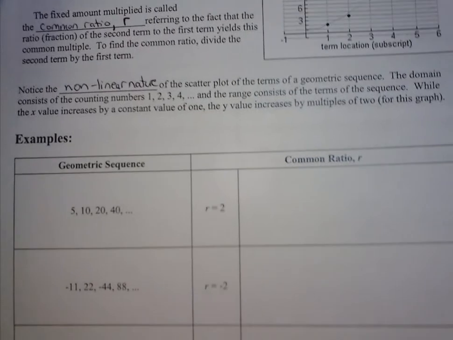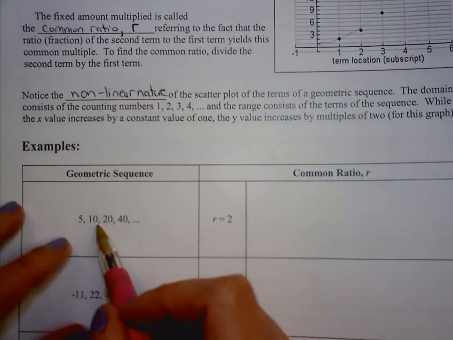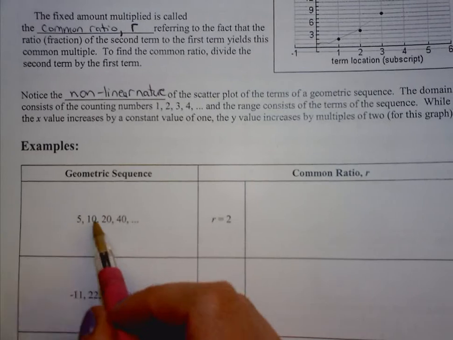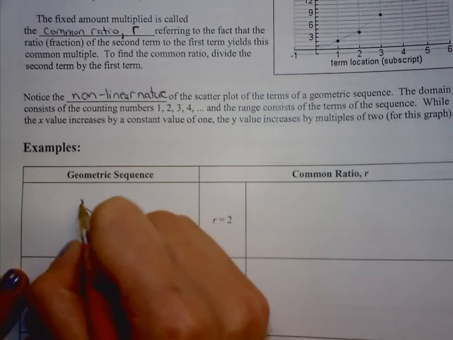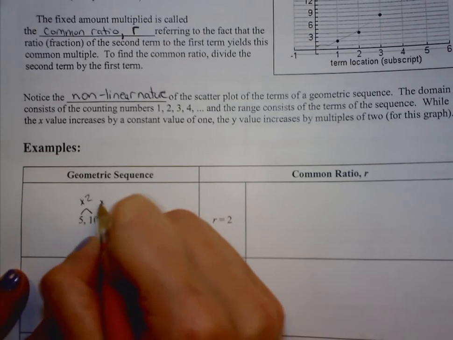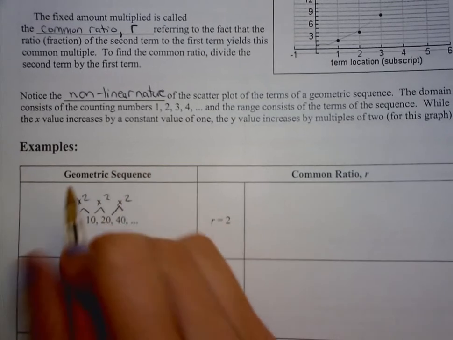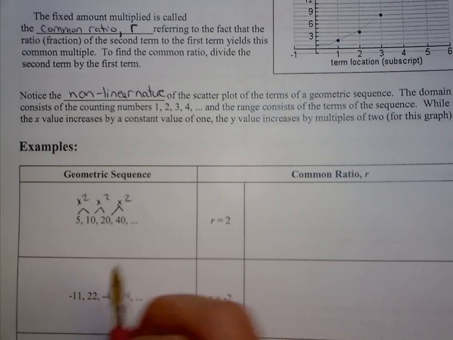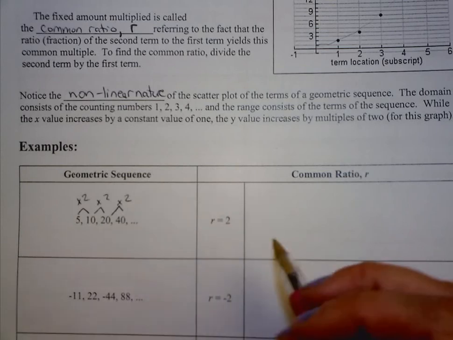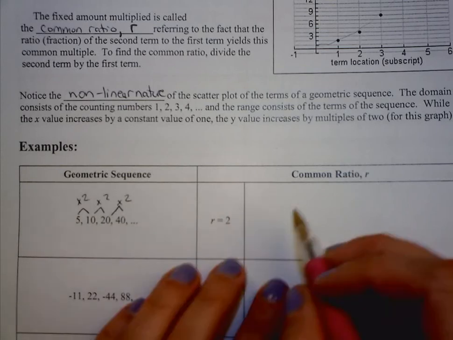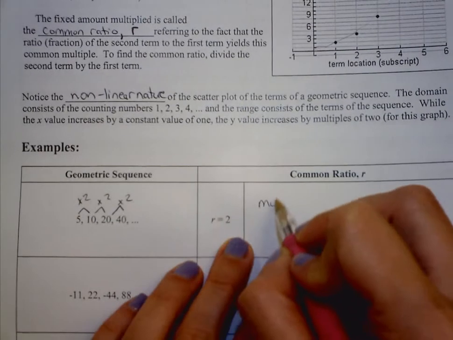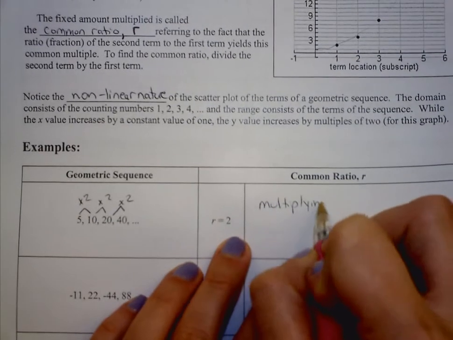Okay, let's look at a few examples. In this geometric sequence, if I'm trying to find the common ratio, I notice the pattern: I'm multiplying by 2. So since we're multiplying by 2, I know it's geometric instead of arithmetic, or exponential instead of linear. So it's just calling it something different when we're talking about sequences, okay? So that means I'm multiplying by 2.